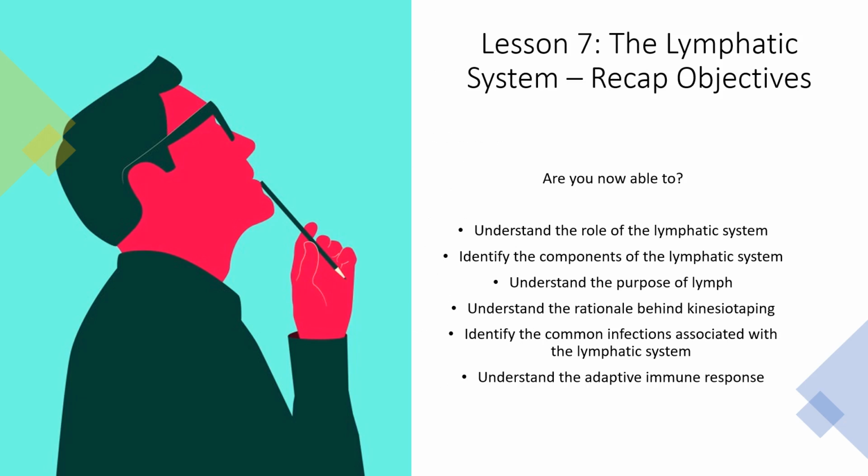Okay, so to recap the session, we're going to revisit the objectives from the beginning of this lesson. So you're now able to understand the role of the lymphatic system, identify the components of the lymphatic system. Do you understand the purpose of lymph? Do you understand the rationale behind kinesiotaping? Are you able to identify the common infections associated with the lymphatic system? And are you able to understand the adaptive immune response, and with that, the 5 stages that come with it?